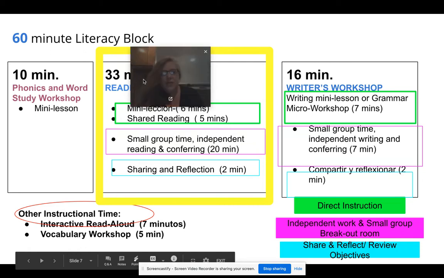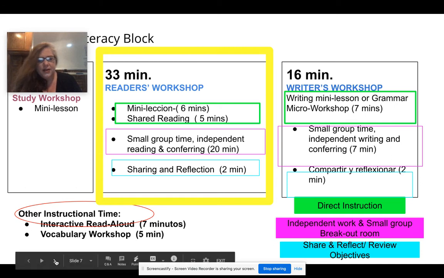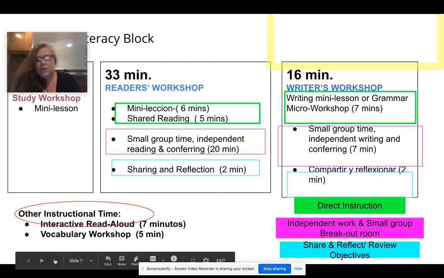All right, so that is the Reader's Workshop in a nutshell. Let's go ahead and look at the Writer's Workshop.